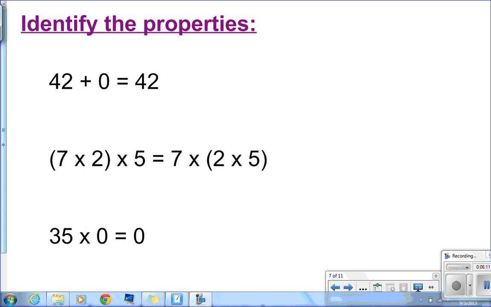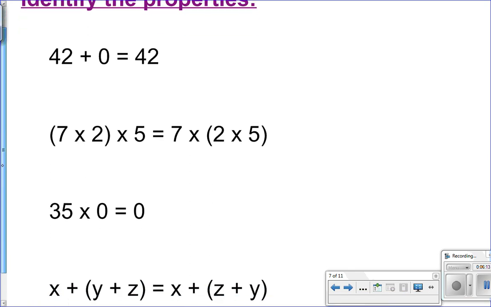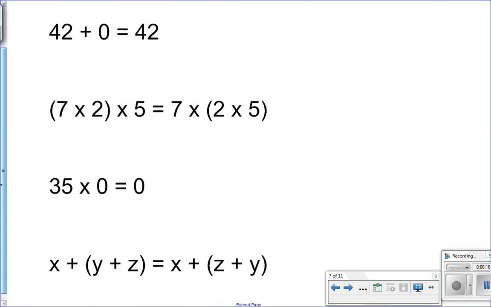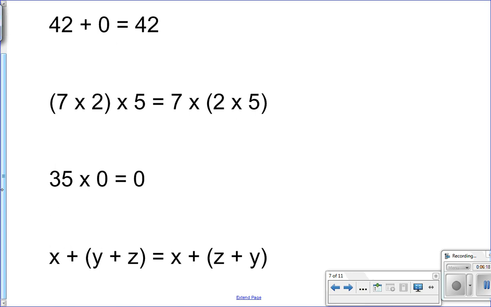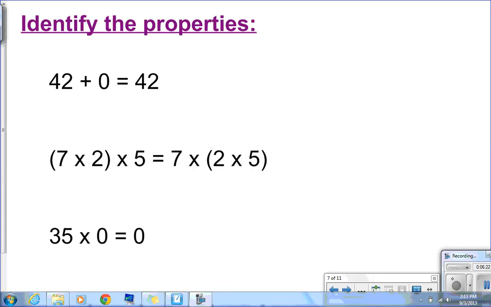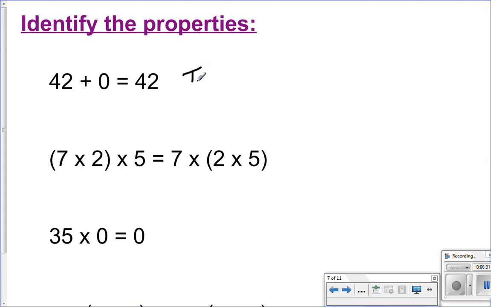So take a moment and try to identify these properties right here. Here are 4 examples for you. Identify these properties. This first one here is 42 plus 0 equals 42. This is the identity property of addition.